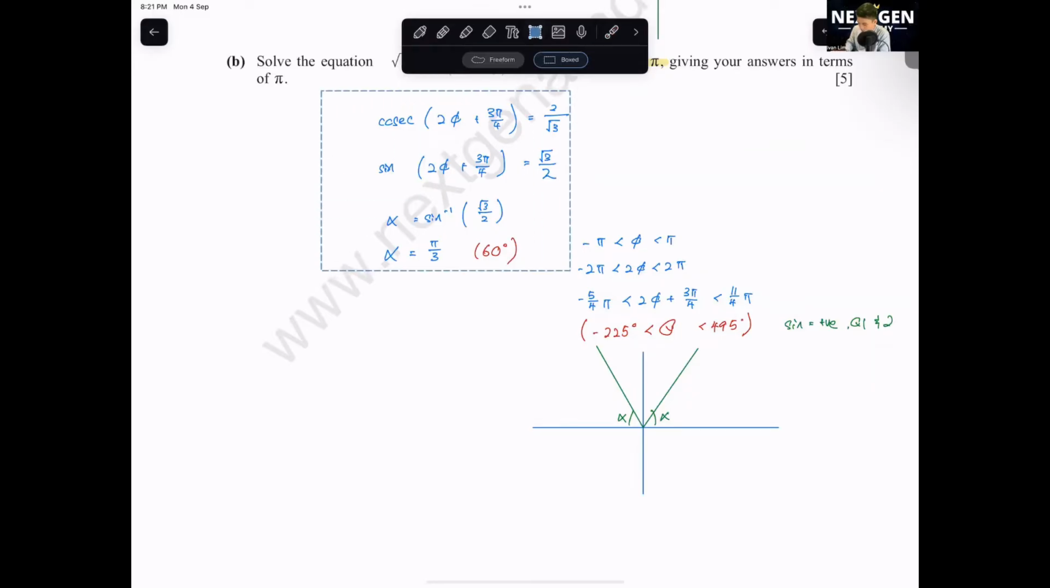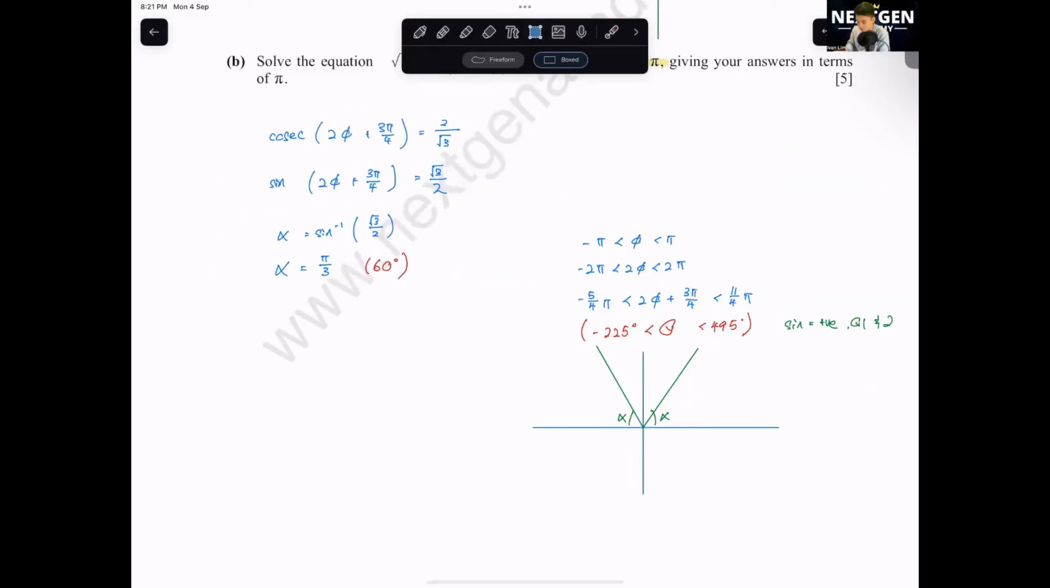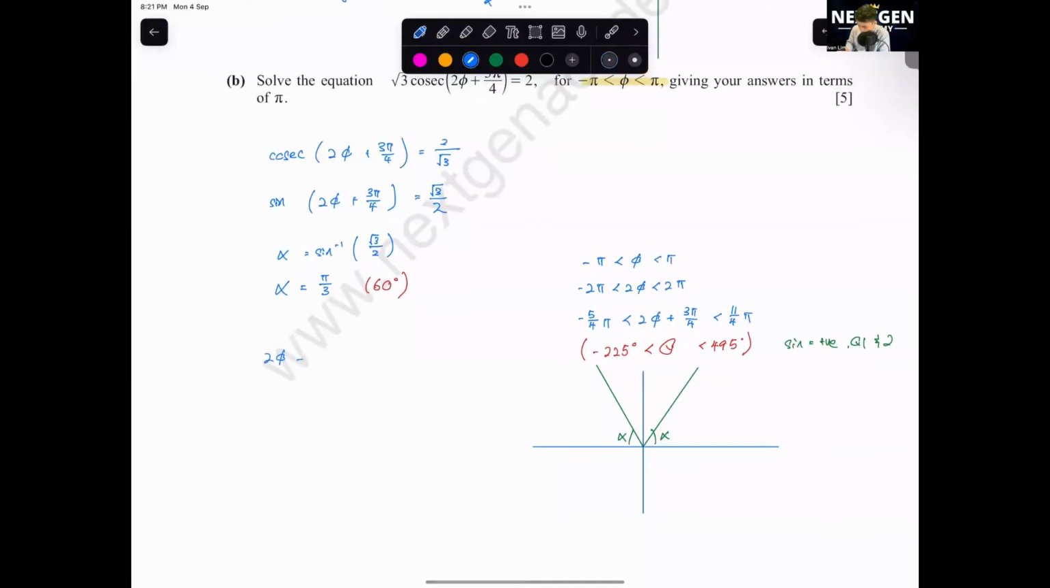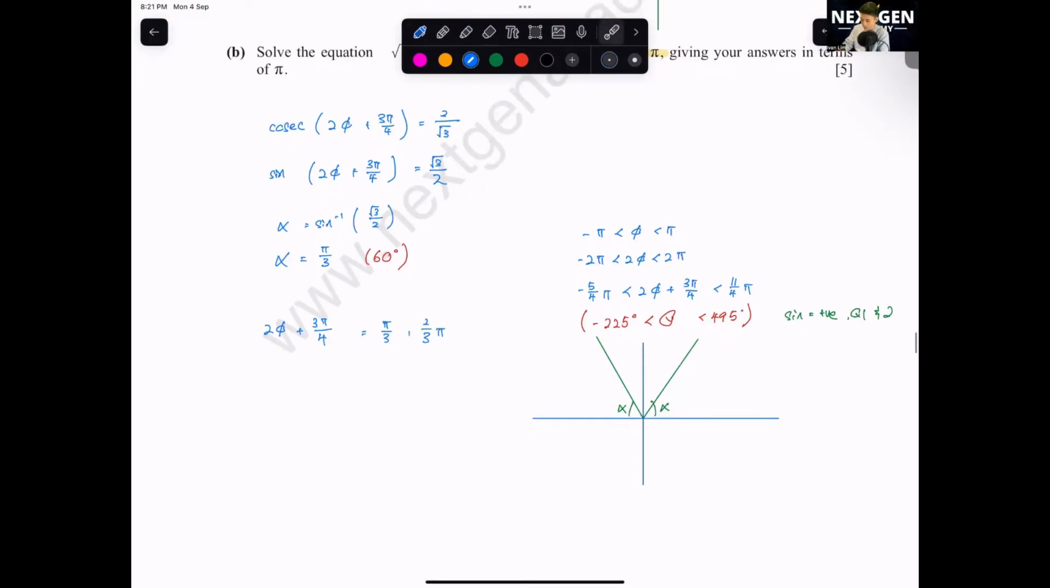But just for the sake of IGCSE, for you to get full marks for this one, if you don't know how to do it, you are just going to find the main angles first. So you write here 2 phi plus 3 pi over 4. Find the 2 main angles first. What are the 2 main angles? From the original ASTC, you get pi over 3 and 2 over 3 pi, right? Understand this part first? Pi over 3 and 2 over 3 pi.